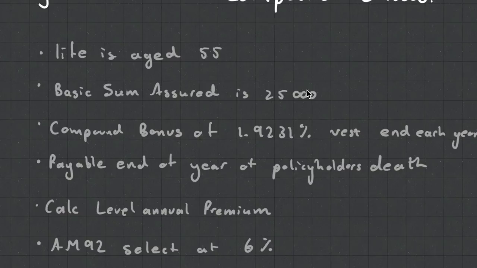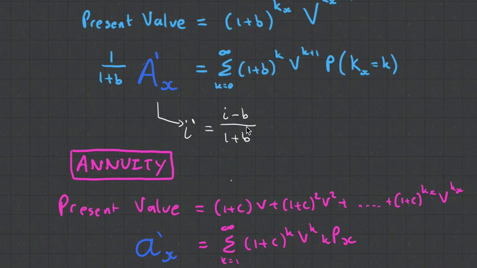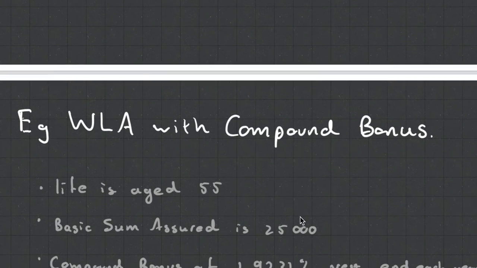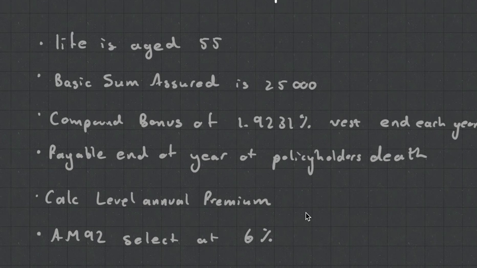AM92 select at 6%. Now, when you do enough of these, you'll see that this interest rate, which at first appears to be very random, is actually very useful, because whenever we see that and 6%, we know that when they're combined, it actually equals 4%. So if we put in 6% here and that 1 point something percent over there, we'll see our i gives us 4%.